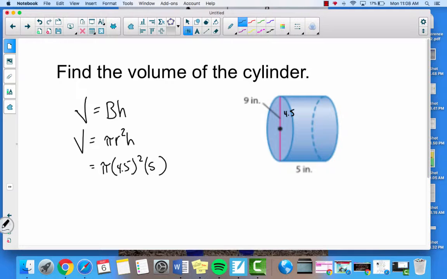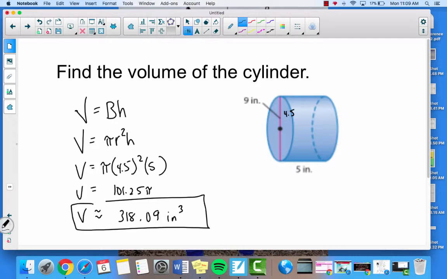Now please make sure that you use PEMDAS, parentheses, then exponents, and then multiplication and division from there. So 4.5 squared gets us 20.25 times 5. You get that the volume is equal to 101.25 pi. That would be considered the exact answer because you've left it in terms of pi. If you get the rounded answer, so if you type pi into your calculator, you get that it's roughly 318.09, and this would be inches cubed. So either answer is acceptable.